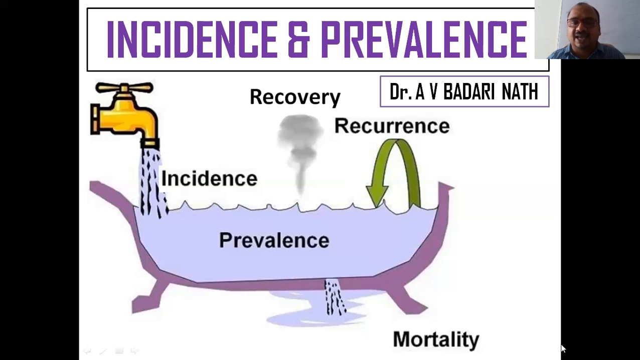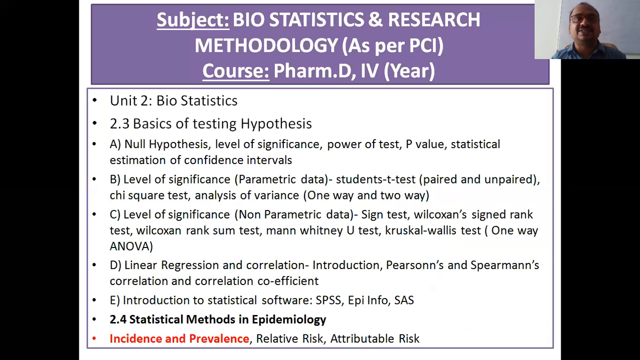And this is mortality. See here, the leakage from the bathtub. Mortality is the number of persons who died due to corona. So I think you have become familiar with all the terms through this simple and very effective diagram. Now we will see what incidence is and what prevalence is.